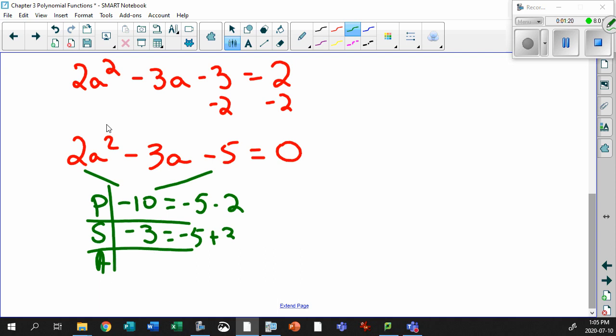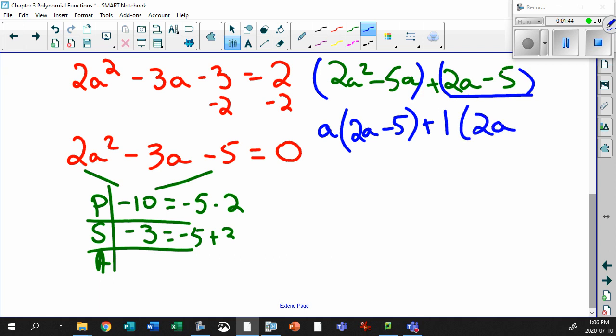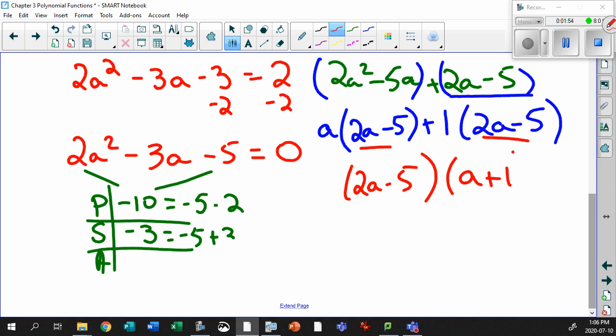Now, rewrite this: 2a squared minus 5a plus 2a minus 5. Do you remember how to do this from Math 10C? If you don't, go back to the Math 10C podcasts and check it out. Factor out an a. This is called factoring by decomposition, by the way. There's the 2a minus 5 plus, what can you take out of this one? Well, you can always take out a 1. 2a minus 5. Here we go. Now, that gives you 2a minus 5 and a plus 1. Oh, my goodness.